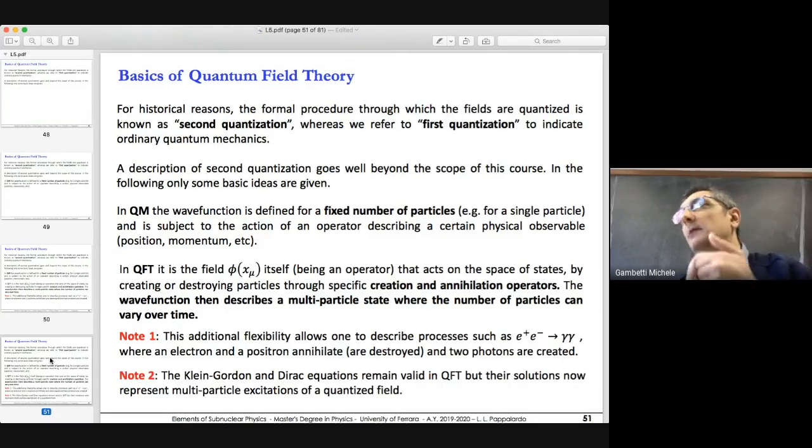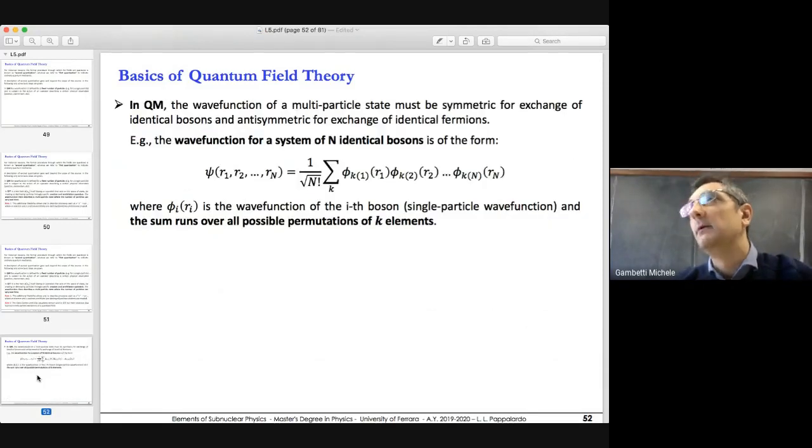What about the Klein-Gordon and the Dirac equation that we derived last time? They both remain valid in quantum field theory, but now their solutions have a completely different meaning. They now represent a multi-particle excitation of a quantized field. We will see some examples.